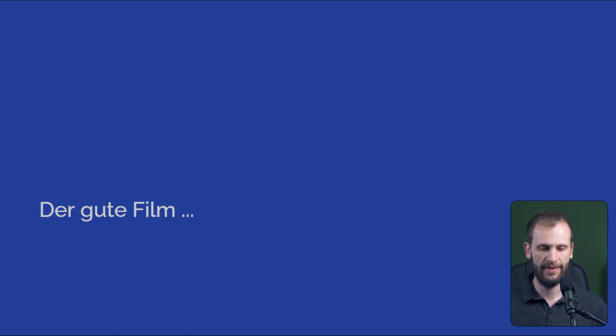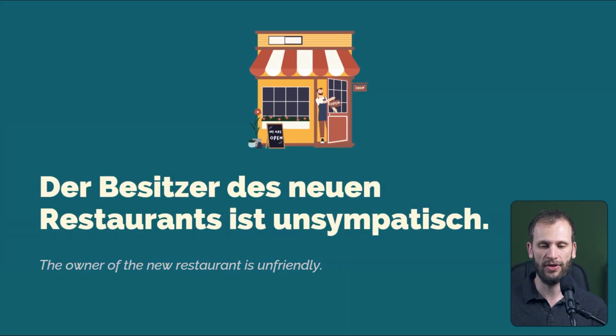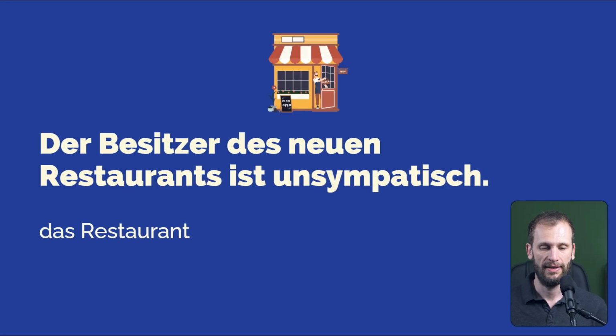And the next sentence is, der Besitzer des neuen Restaurants ist unsympathisch. The owner of the new restaurant is unfriendly. And here we have two adjectives again, but only one needs an ending. You know now why, because only one is in front of a noun. Der Besitzer des neuen Restaurants. Here we have das Restaurant. It's a neutral noun. And here for the first time I included a genitive form.